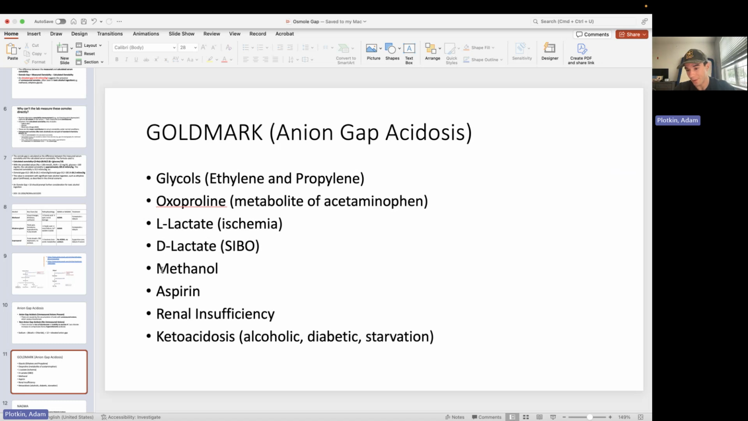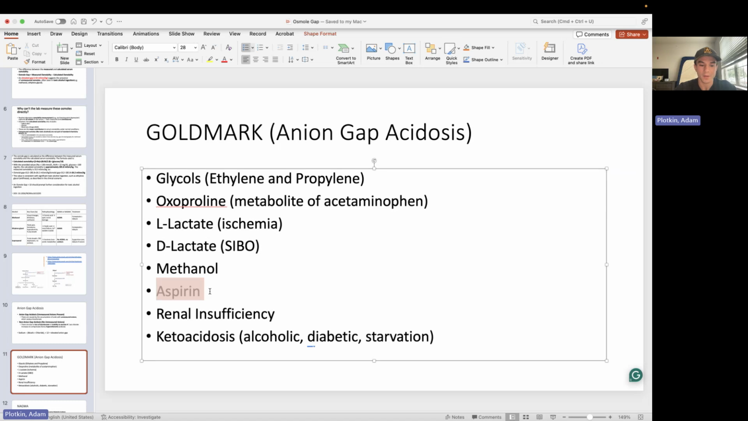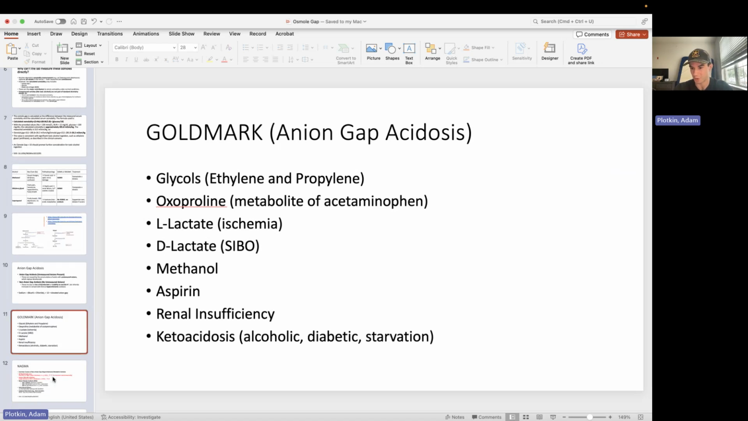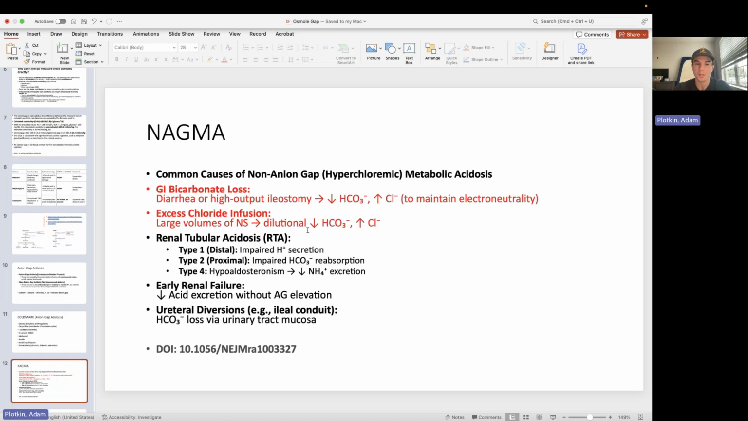The M is our good friend methanol that we've talked all about. So remember, the formic acid will hurt the optic nerve. The A is our aspirin. So remember, aspirin is converted into salicylate. Salicylates can cause metabolic acidosis due to disruption of my electron transport chain. R is renal insufficiency, right? Our classic uremia that gets super high. And K is ketoacidosis: alcoholic, diabetic, and starvation. All right. So all things you want to consider when you see a patient with anion gap metabolic acidosis.